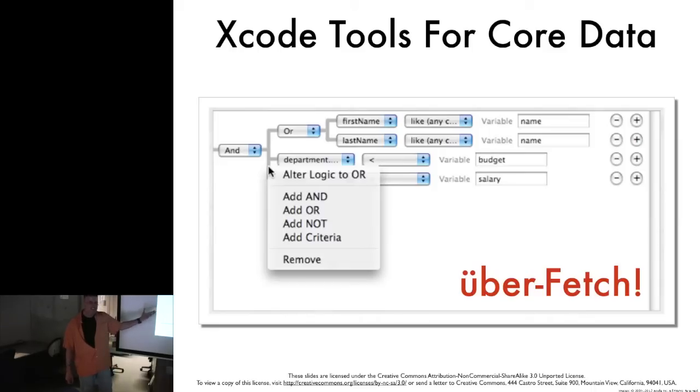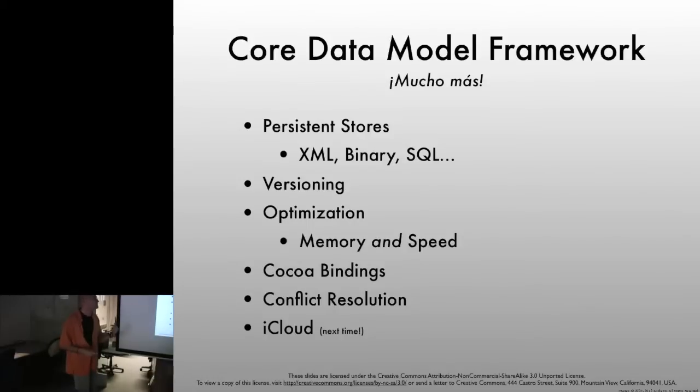You can build fetches in the modeler as well, so you can have incredibly complex predicates for your fetches, and you can build all these ahead of time, and then basically when your app is running, you can just say, give me the fetch named first name and last name and under this budget and over this salary. Give me the fetch that's associated with that, and go. And it works. It's amazing.